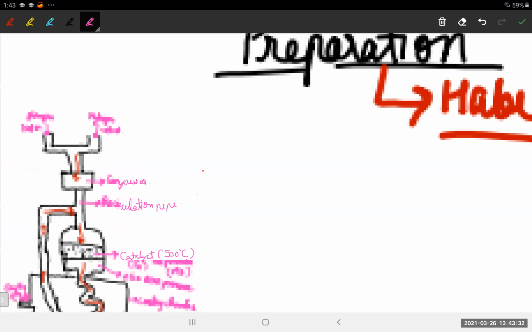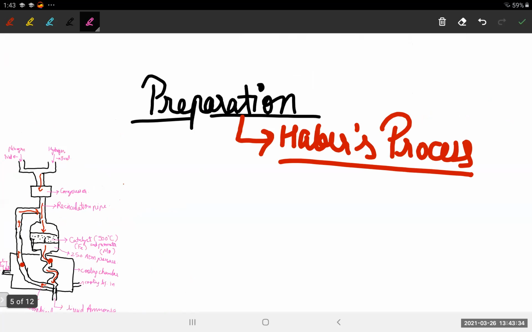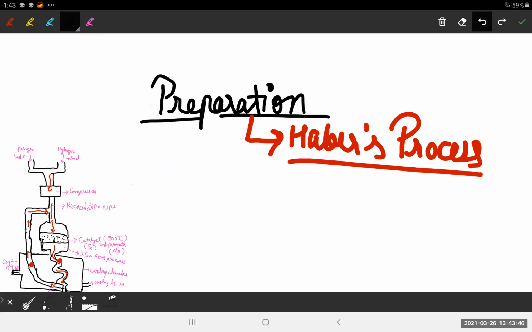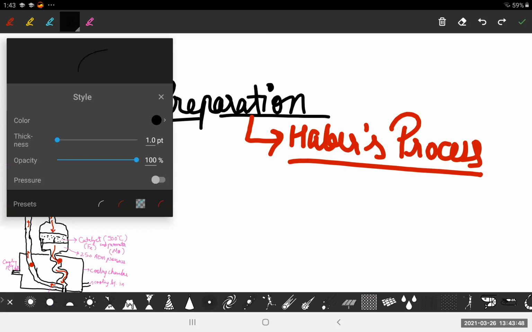Now I'm going to tell you what is important for the examination. The most important thing to know about the Haber process is not this diagram, because it is rarely asked. We have to know the whole procedure. It is strictly mentioned in the syllabus that we just have to know the reaction, the conditions, and the procedure. So let's start with the reactions. What are the reactions that are happening?